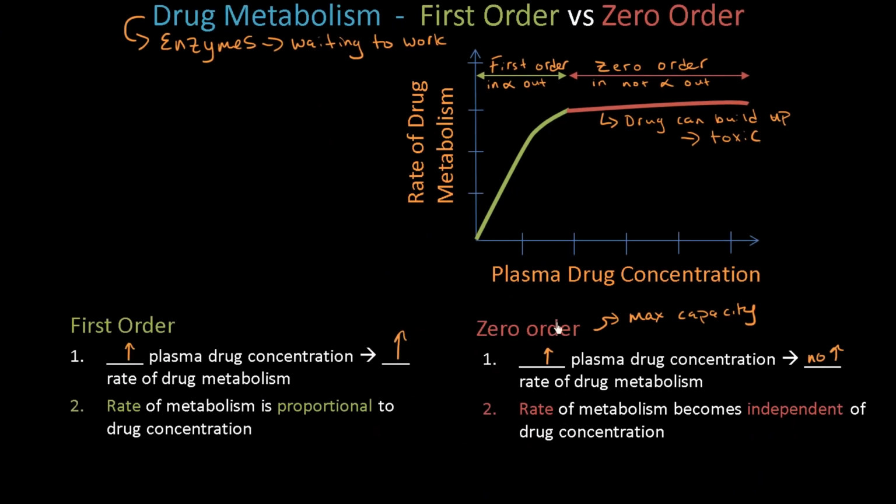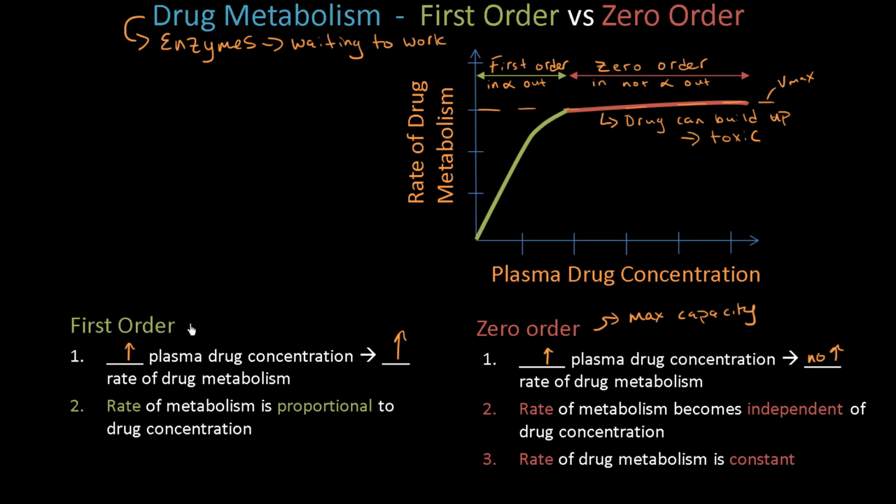And so the third thing you should remember for zero order kinetics is the rate of drug metabolism is constant. With zero order, as I'm increasing the drug concentration, I have plateaued in terms of the rate of drug metabolism. We call this being at Vmax. I'm at max capacity.